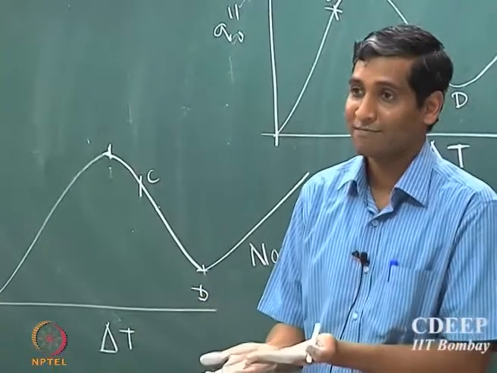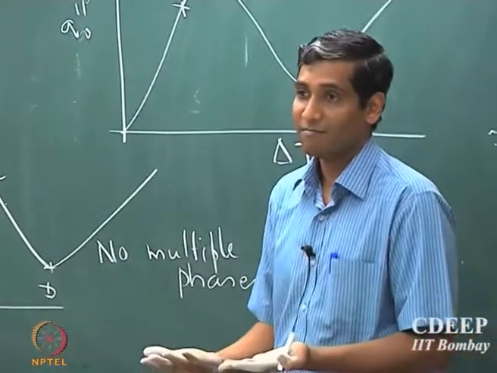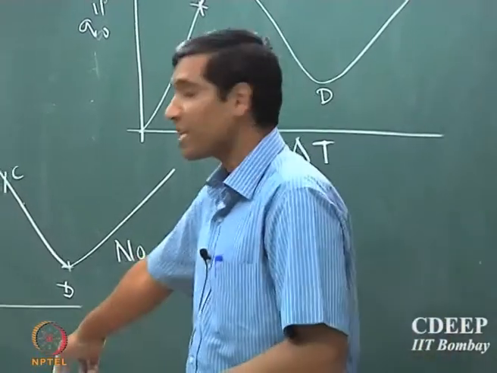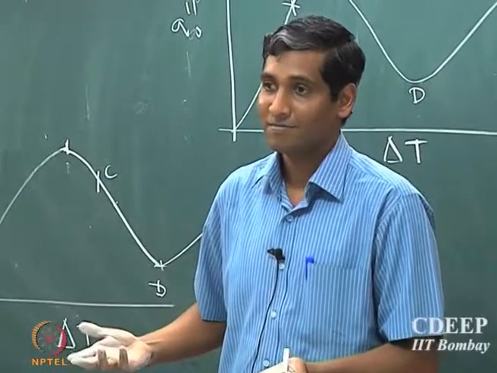You cannot control that. You have multiple phases. You have change in the phases now. So you cannot keep delta T constant anymore. So that is a problem.